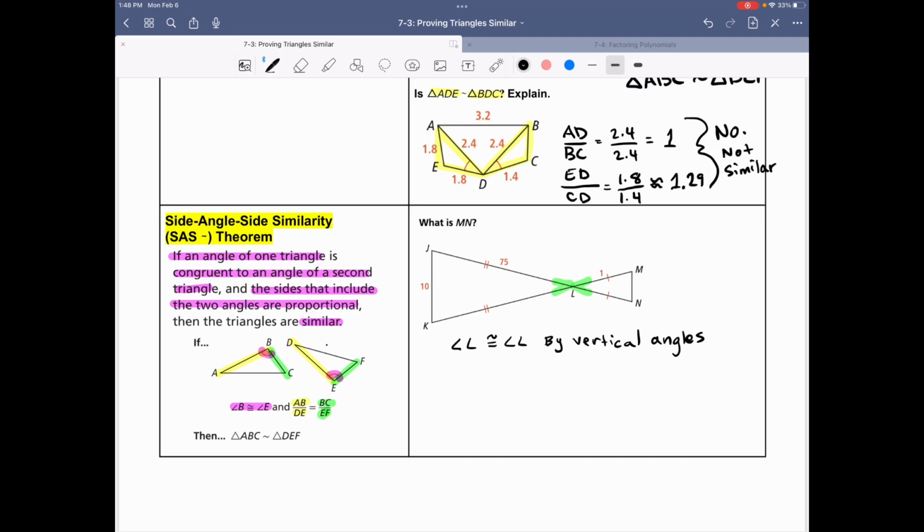So we have side JL corresponding to side ML, and that is 75/1. That's given to us. Let me use a different color.